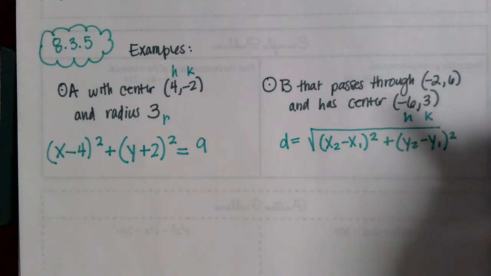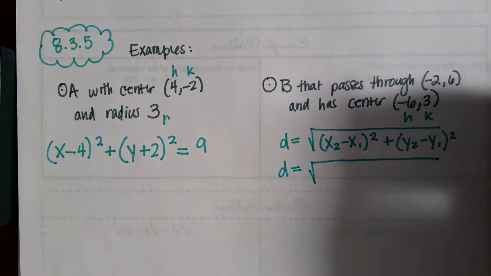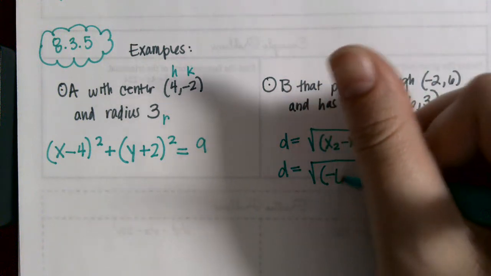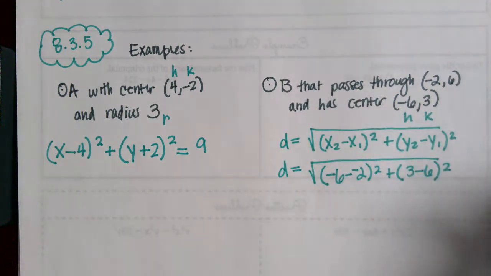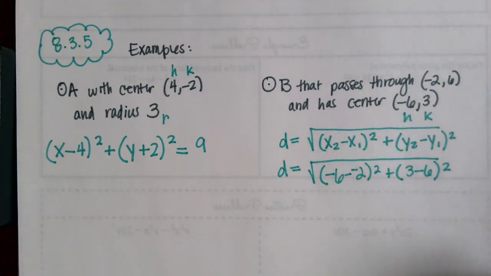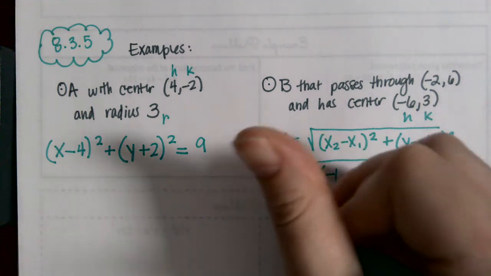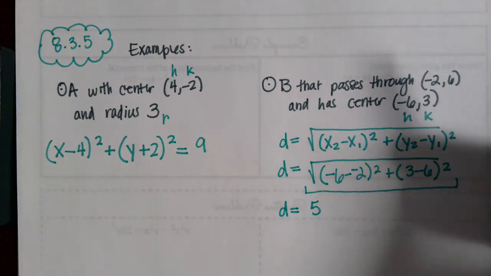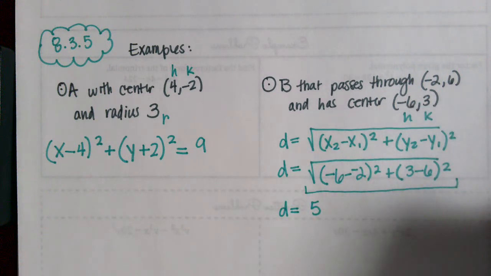We can plug these into our formula. It doesn't matter which one's x1 or x2. I usually start with the center, so I would end up with something like this, and then I can simplify from there. If I type this whole thing into my calculator, I get that my radius, or my distance, is 5. Then you can do the same process that we just did, where now this is r, and we have our h and our k, and you can write the equation.